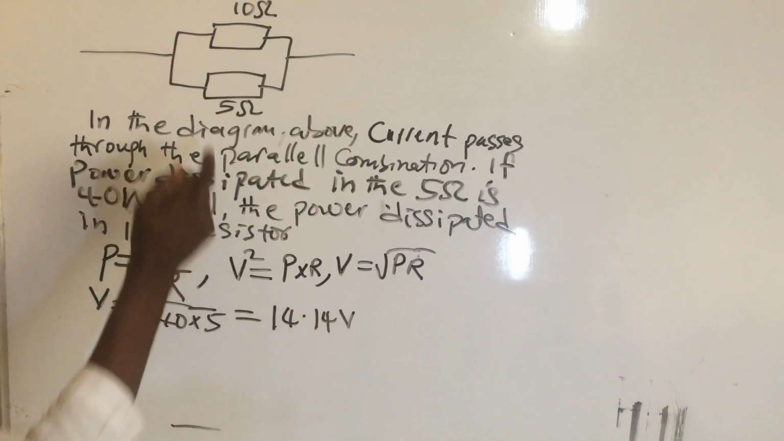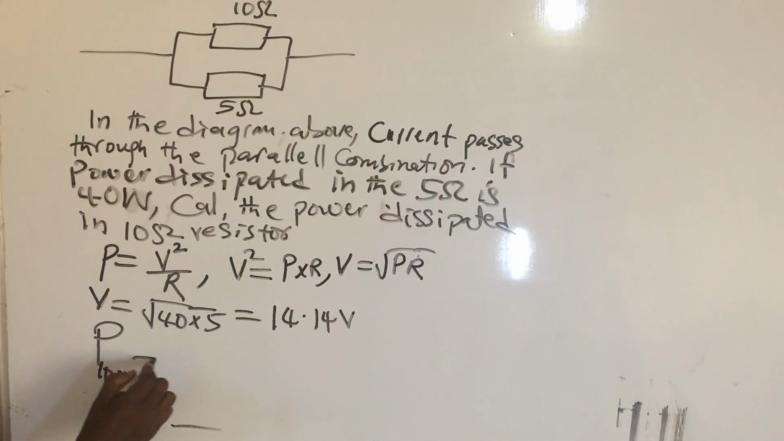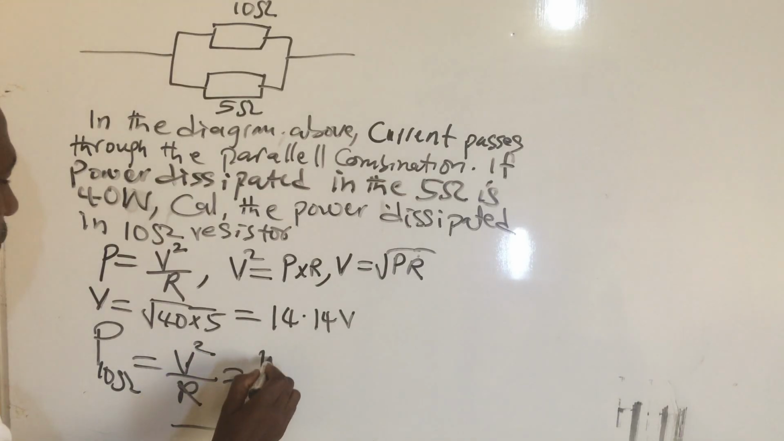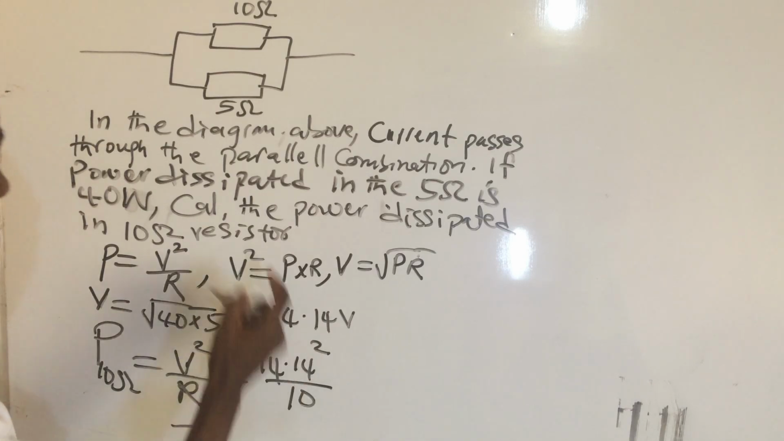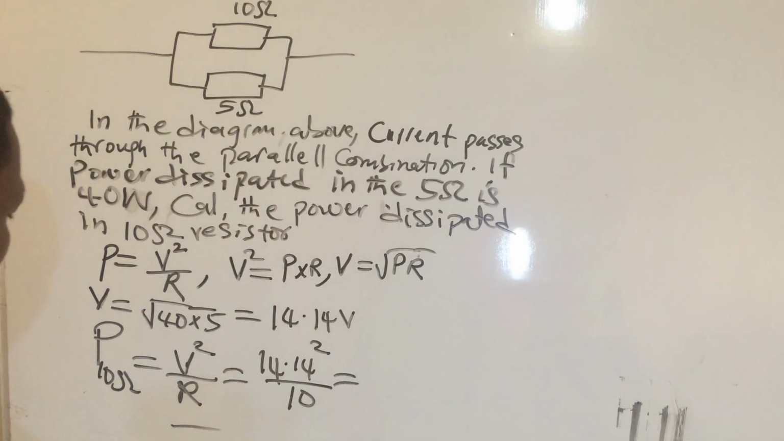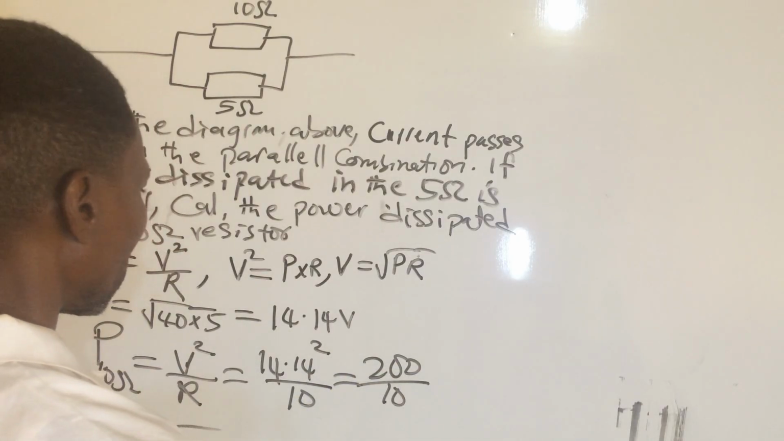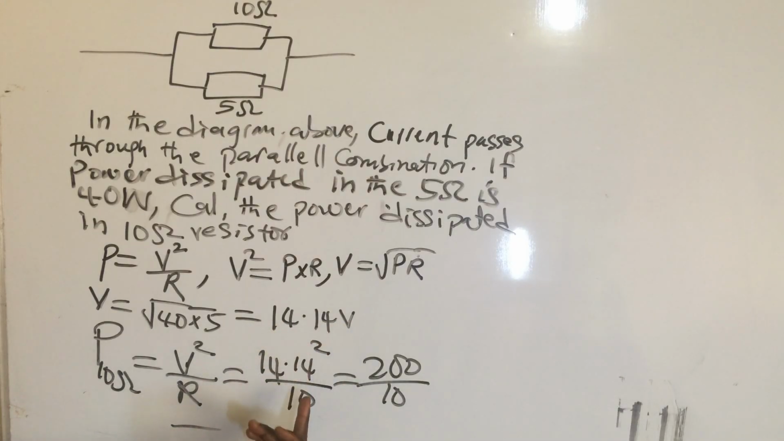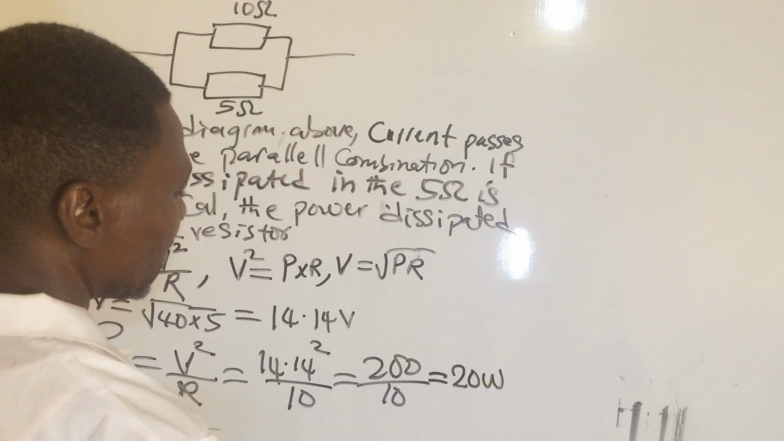Now let us use it to calculate the power needed here. The power in the 10 ohms will be V squared over R, which is 14.14 squared all over 10. When we do that with our calculator, we have 200 over 10. Please use your calculator, since we have other fractions here. After that, we get 200 over 10, which when we divide, gives 20 watts.